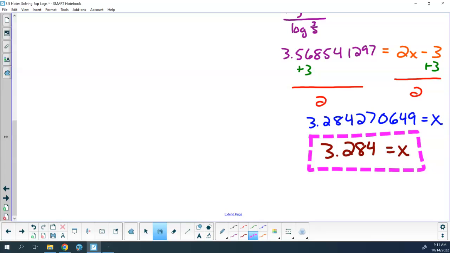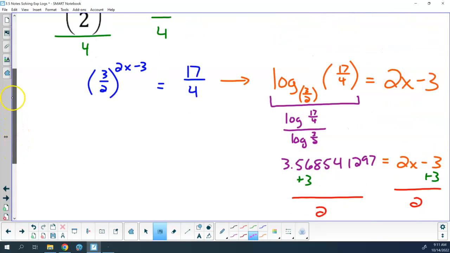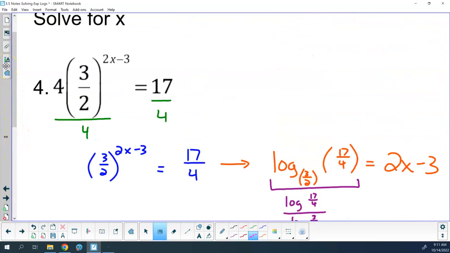How do you go about checking that? Well, you can go back up to the original problem and go times 2 on your x minus 3 on your calculator, and then you can take 1.5 raised to that power, and I get 4.25. Multiply that by 4, and I get 17. If I use the rounded one, I would get close to 17, and I know I'd be okay if I was close in that range.